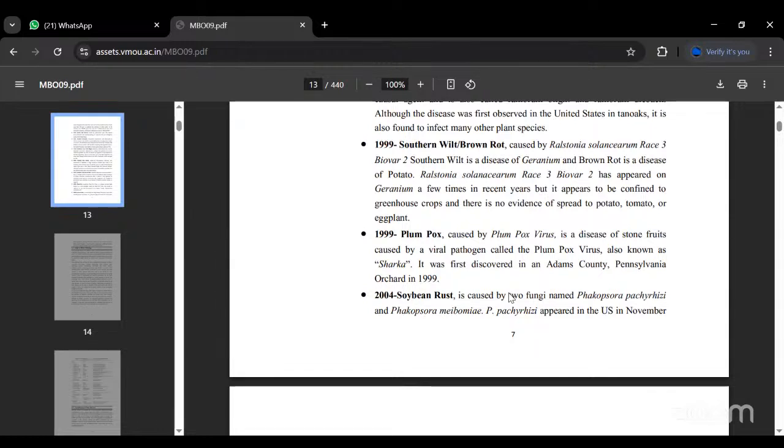Next one is 2004, soybean rust. It is caused by two types of fungi, Phakopsora pachyrhizi and Phakopsora meibomiae.